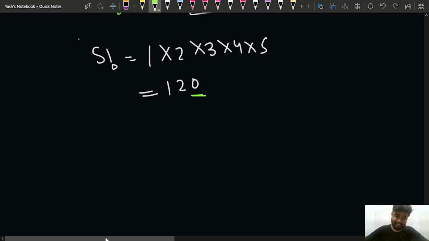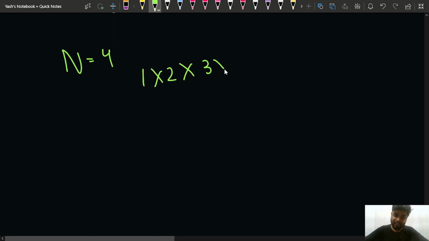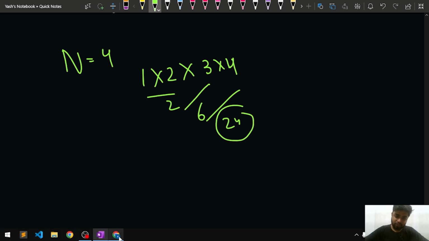Now if I talk about n is equal to 4, let's see what will happen in that case. We can observe that the factorial will be 1 into 2 into 3 into 4. So the overall factorial will be 2 cross 3, that is 6, 6 times 4 is 24. So you can see that in 24 there is no trailing zero. So that's why we will return what?